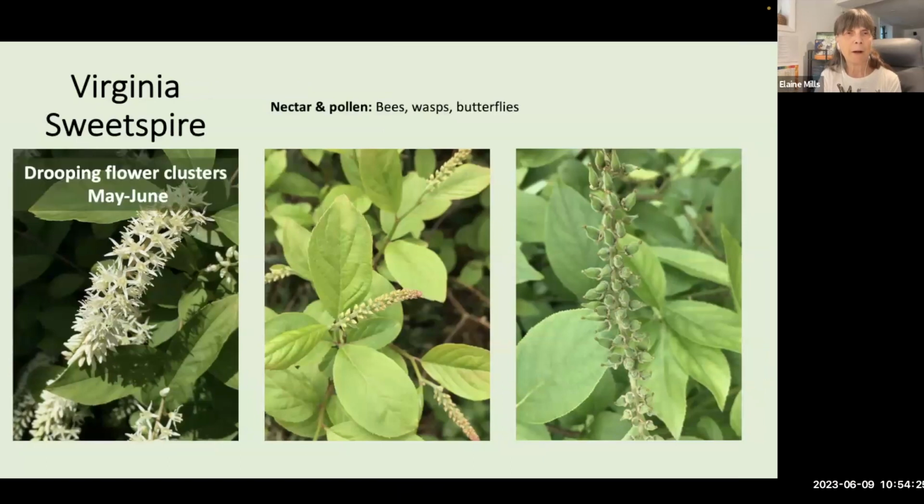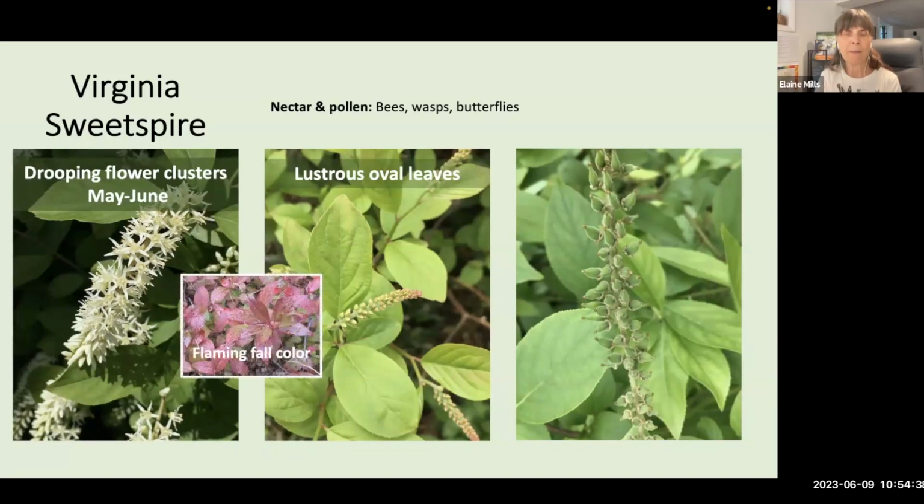Virginia sweetspire has drooping cylindrical flower clusters from May to June. They provide nectar and pollen to bees, wasps, and butterflies. The lustrous oval leaves take on a flaming fall color. You'll see fruit capsules developing as early as June, and those will linger on the shrub through till March and provide seeds that can be eaten by birds.